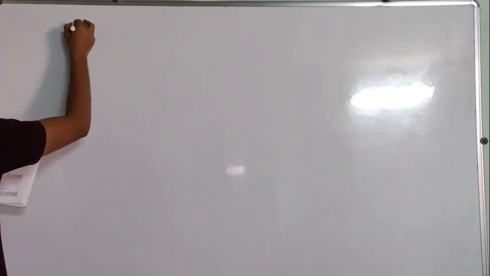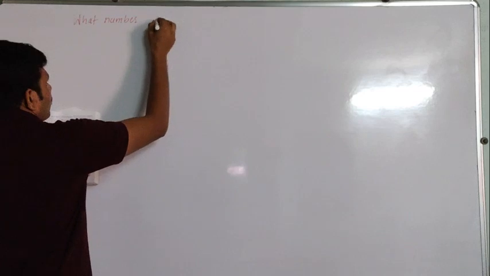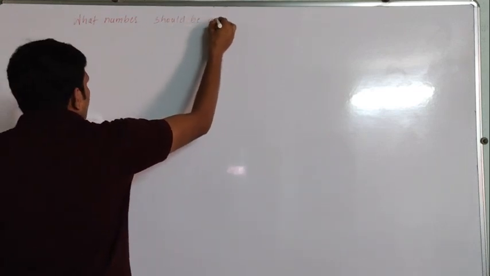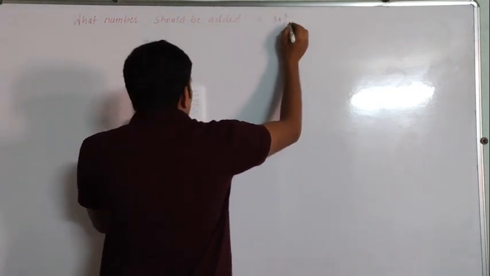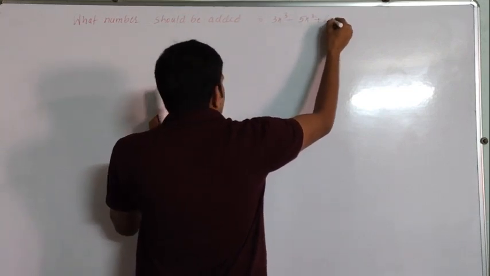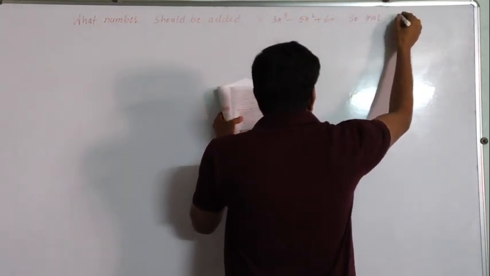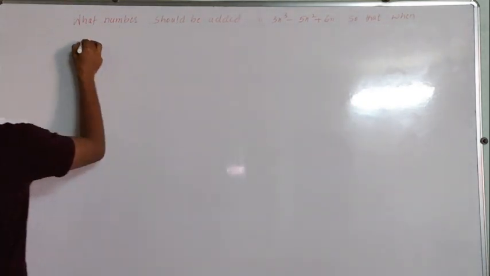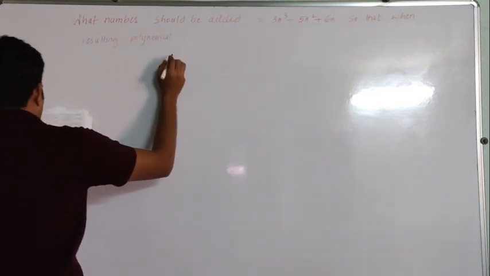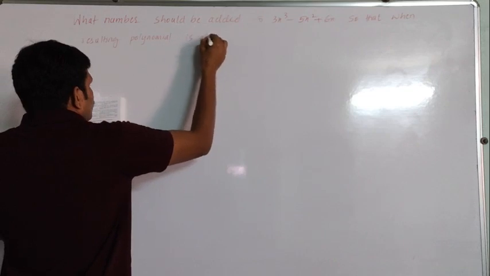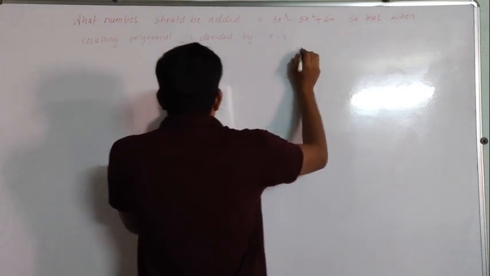What number should be added to 3x cube minus 5x square plus 6x, so that when the resulting polynomial is divided by x minus 3, the remainder is 8?